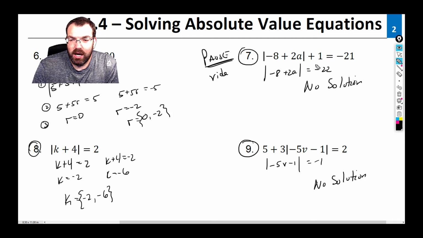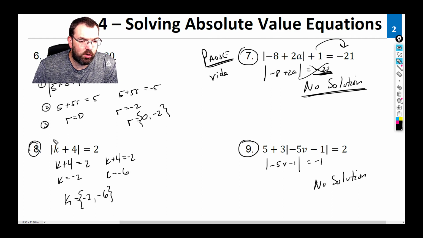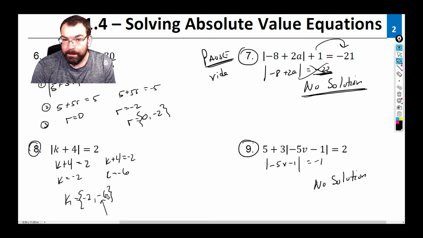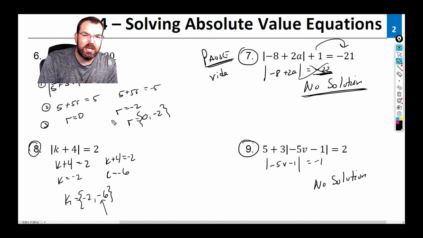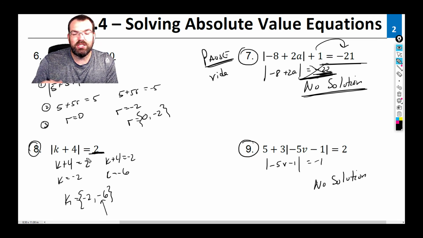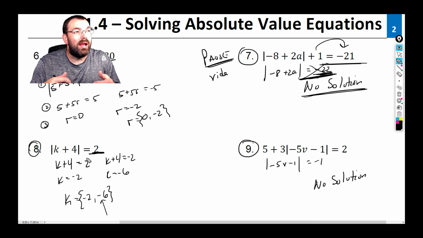Number 7. When I bring this 1 over, it becomes negative 22, and absolute value cannot equal a negative number. This can't happen, so that's why it's no solution. Number 8, it was already isolated, so I just made my 2 equations, positive 2 and negative 2, solved, and I got negative 2 and negative 6. Your answers can be negative. That's okay. You just can't have your absolute value equal a negative number. Like here, I can't have this happen, but I can have this because this is positive. It just so happens that my answers are negative, and that's okay.